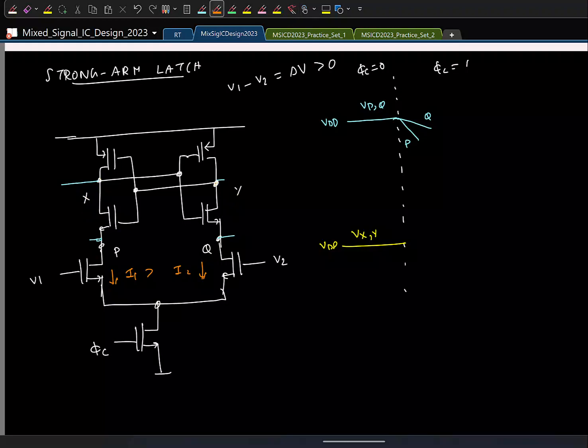Remember that this is all happening because you have parasitic capacitors at every node, right? So we are just drawing current out of these capacitors now, right? And these transistors are still off. So the output voltages X and Y will still be at VDD. So this is the phase when only the diff pair is on. Now if P and Q start falling, after some time what will happen?